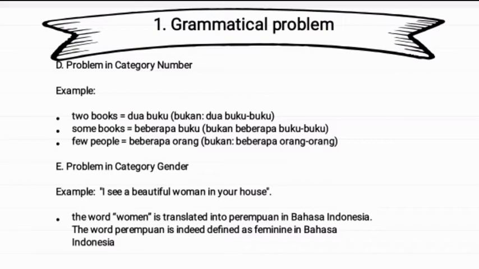Example: two books, dua buku, bukan dua buku-buku. Some books, beberapa buku, bukan beberapa buku-buku. Few people, beberapa orang, bukan beberapa orang-orang. Problem in categories gender. I see a beautiful woman in your house. The word woman is translated into perempuan in bahasa Indonesia. The word perempuan is indeed defined as feminine in bahasa Indonesia.